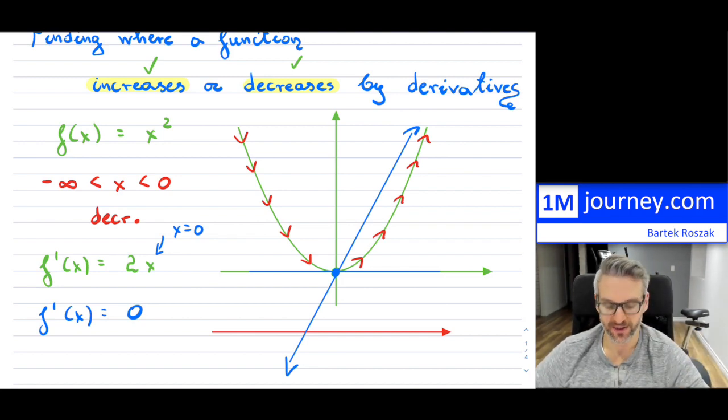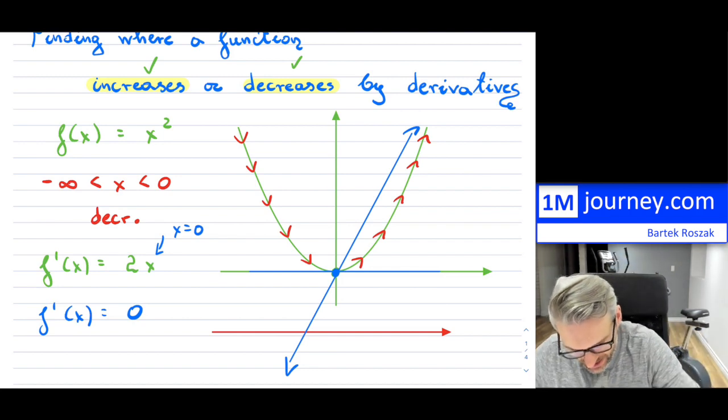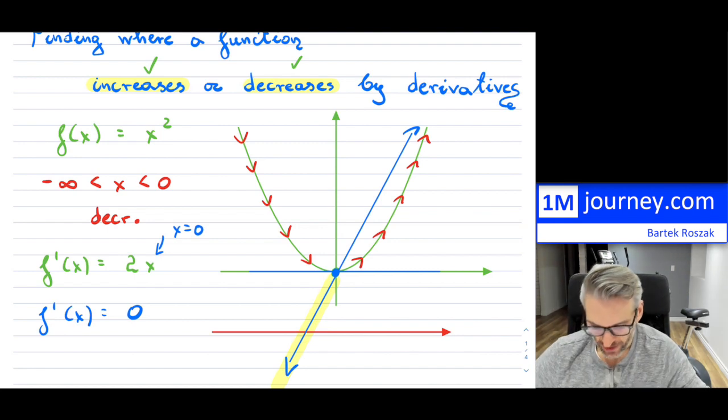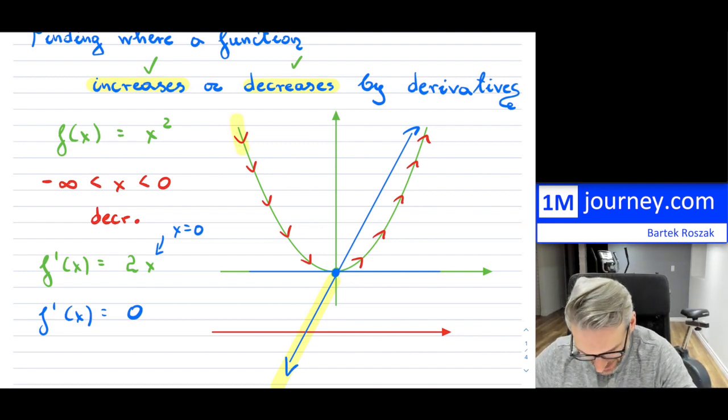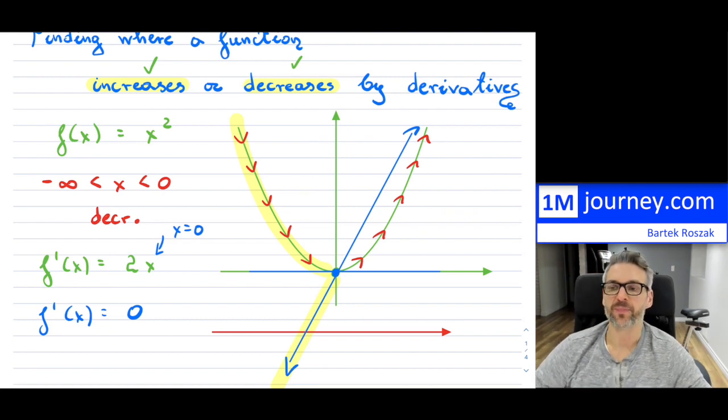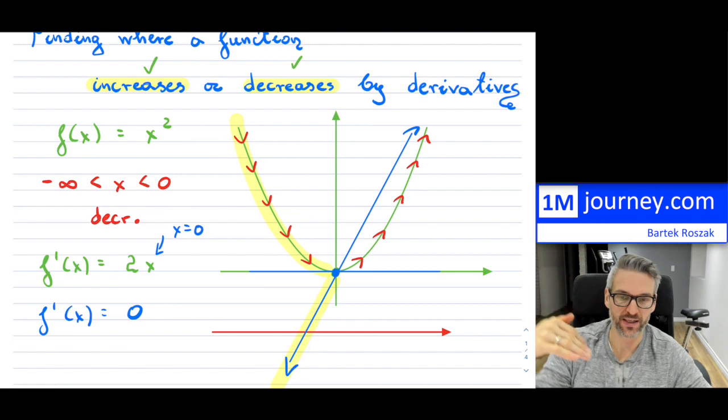For the derivative, we can see that as long as it's on the negative side, and this keeps going, it indeed matches up: the derivative being negative is telling us that the function is decreasing. So when we have a negative slope, then we know that the function is decreasing.